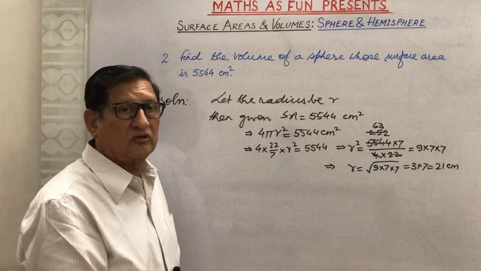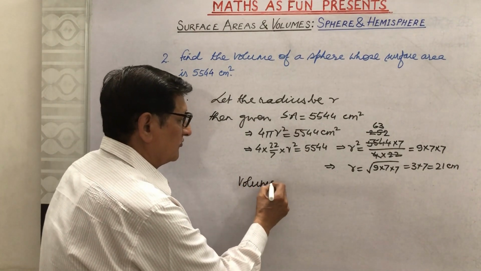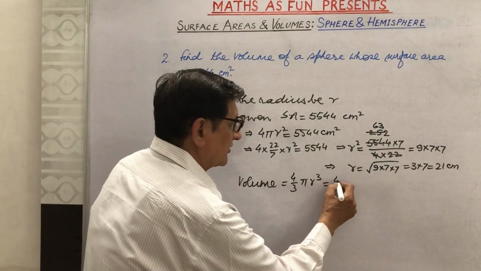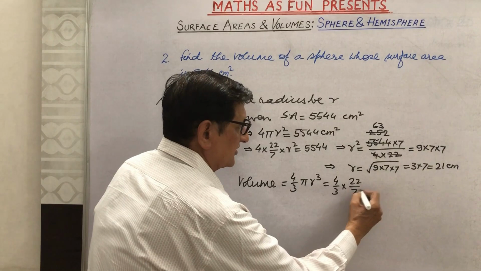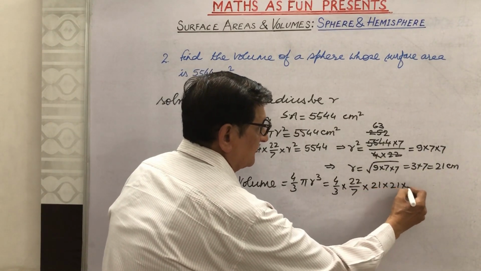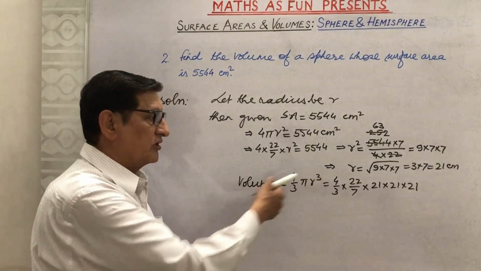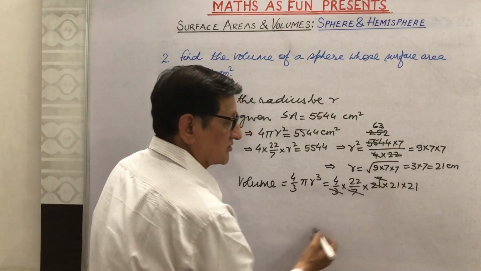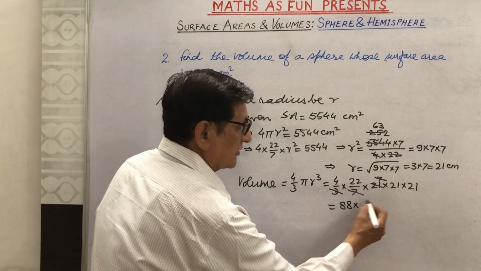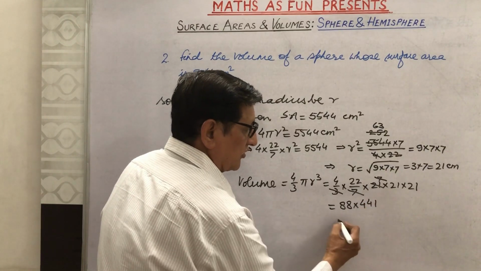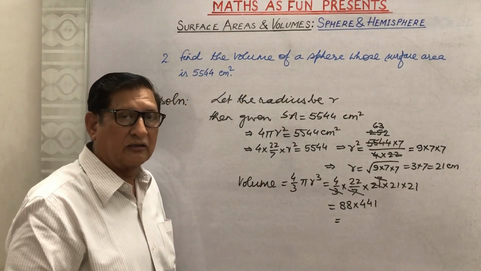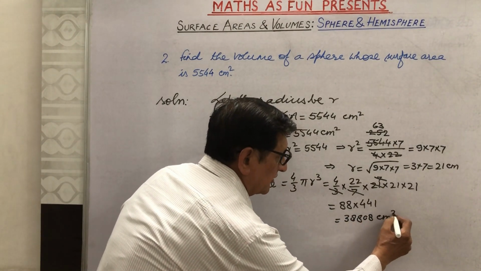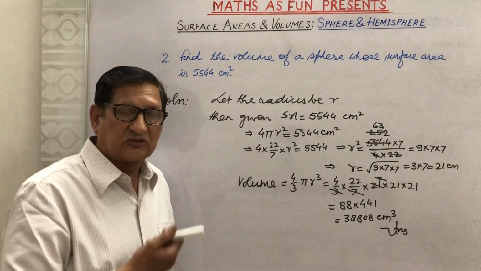Now we can find the volume, and we know the formula for volume of a sphere is 4 by 3 pi r cube. Substituting the values, we get 4 by 3 into 22 by 7 into 21 into 21 into 21, that is cube of 21. 3 cancels this 7 times, 7 cancels this, and we are getting here 88. 21 into 21 is 441, and on multiplying this we get 38808 centimeter cube. This is the volume of the sphere.